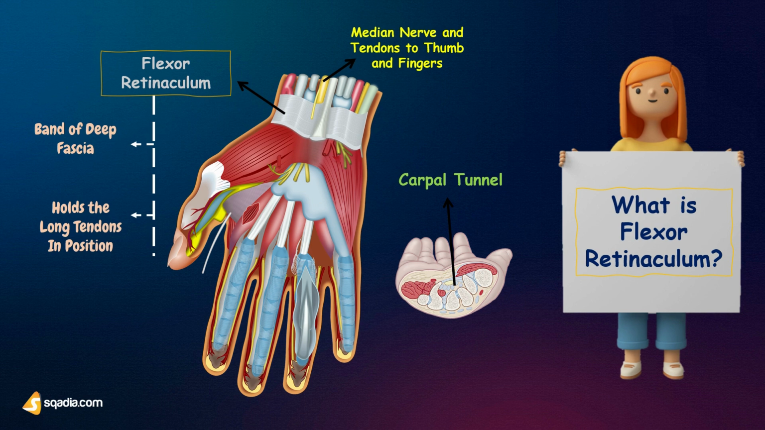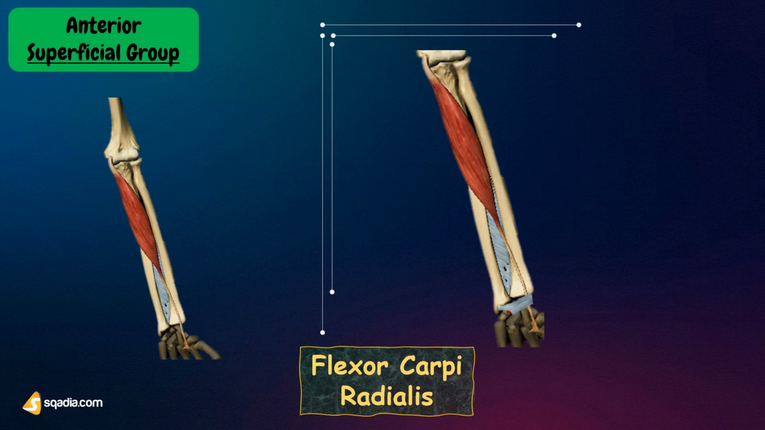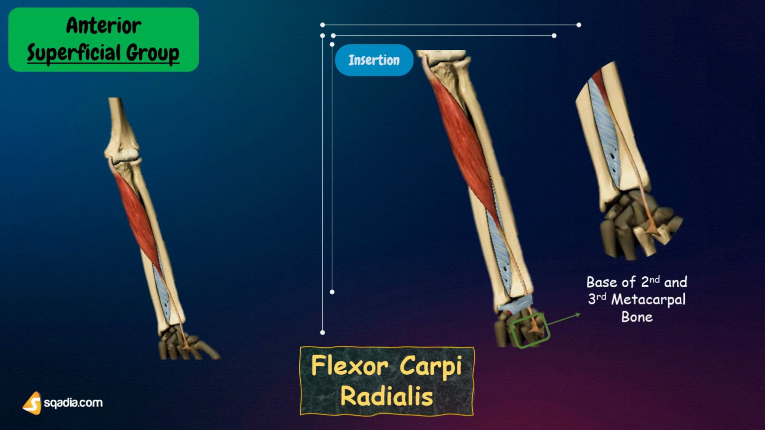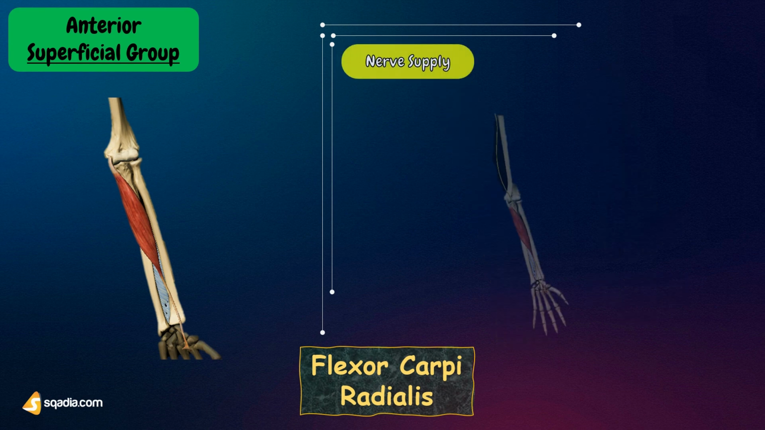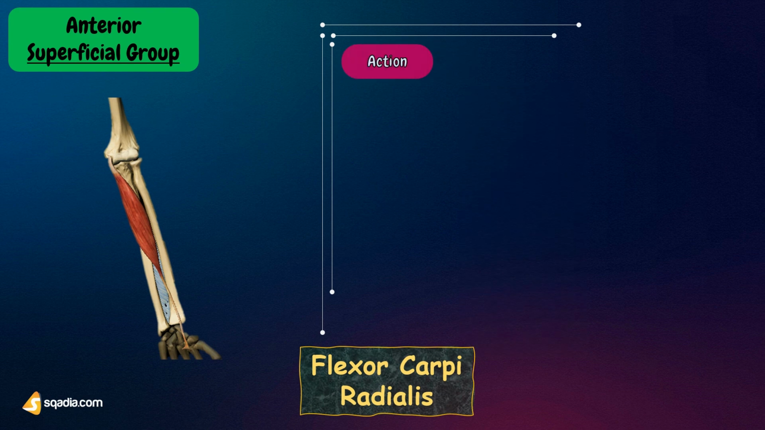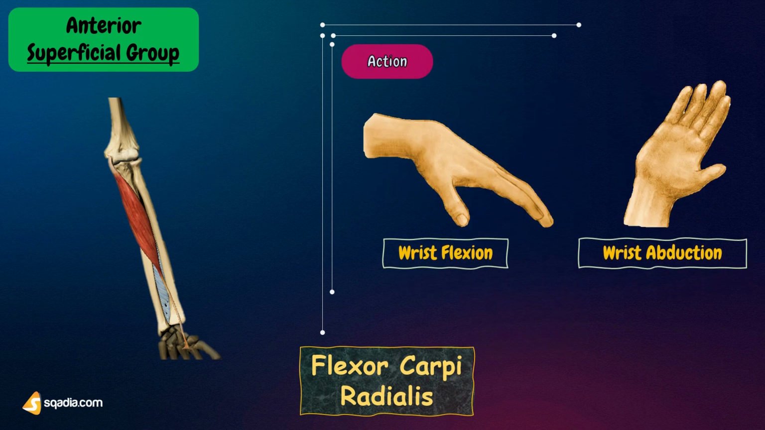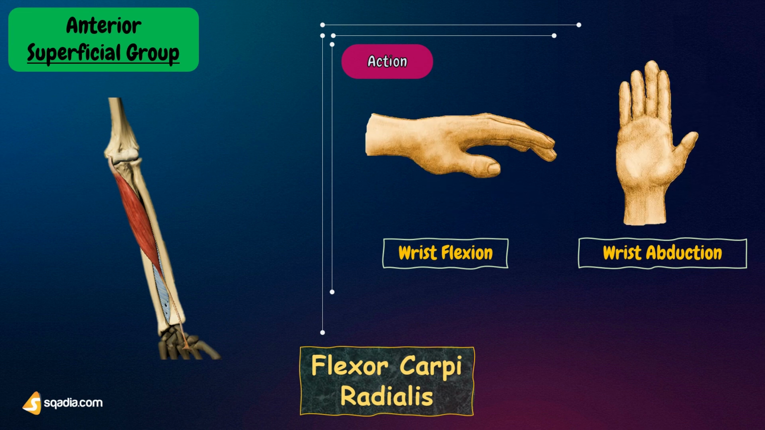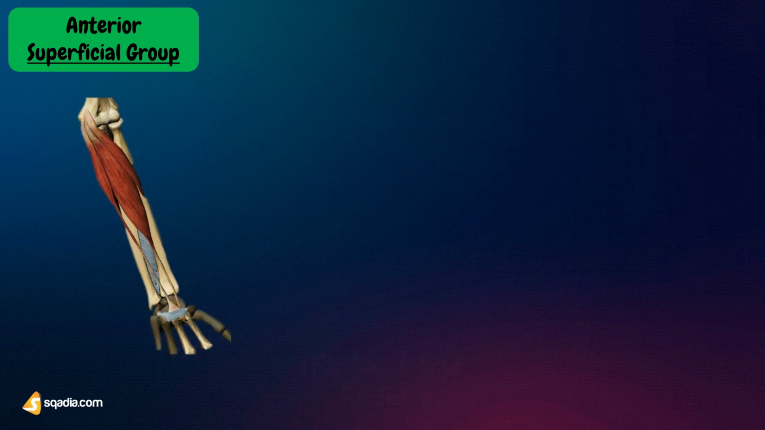Coming back to the flexor carpi radialis muscle, it carries a synovial tube along with it. It is inserted into the second and third metacarpal bones. The tendon of flexor carpi radialis is considered a royal tendon as it passes through a separate tunnel. It is also supplied by the median nerve. Action: it is a flexor of the wrist joint along with the flexor carpi ulnaris. As it lies on the radial side, it also acts as an abductor of the wrist, along with the extensor carpi radialis longus and brevis.